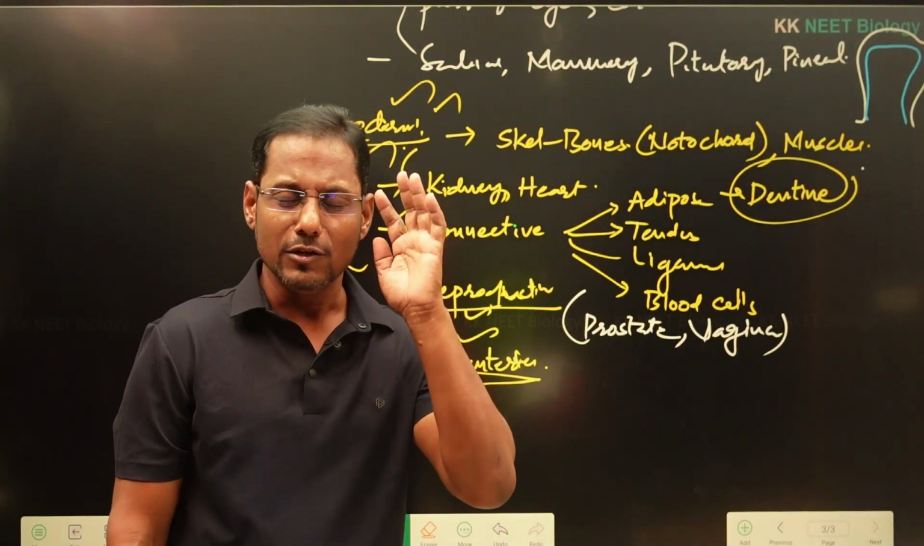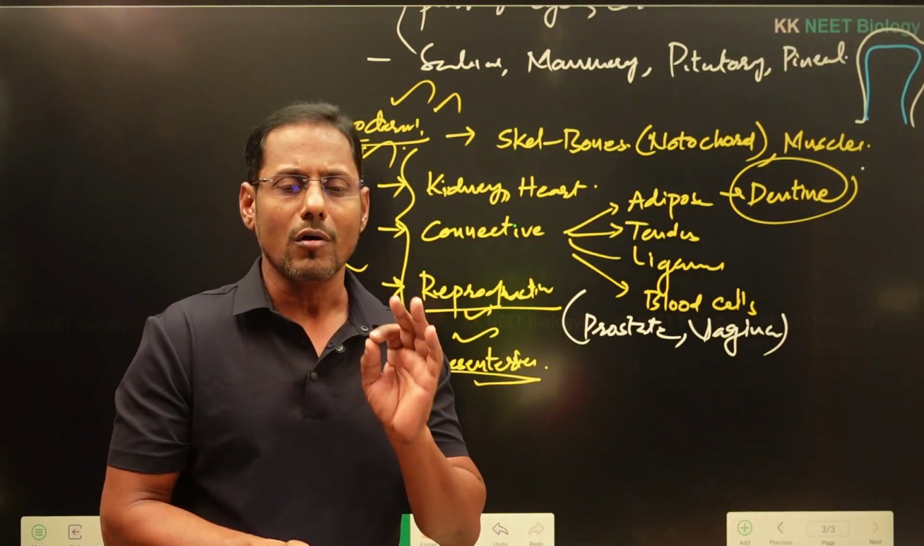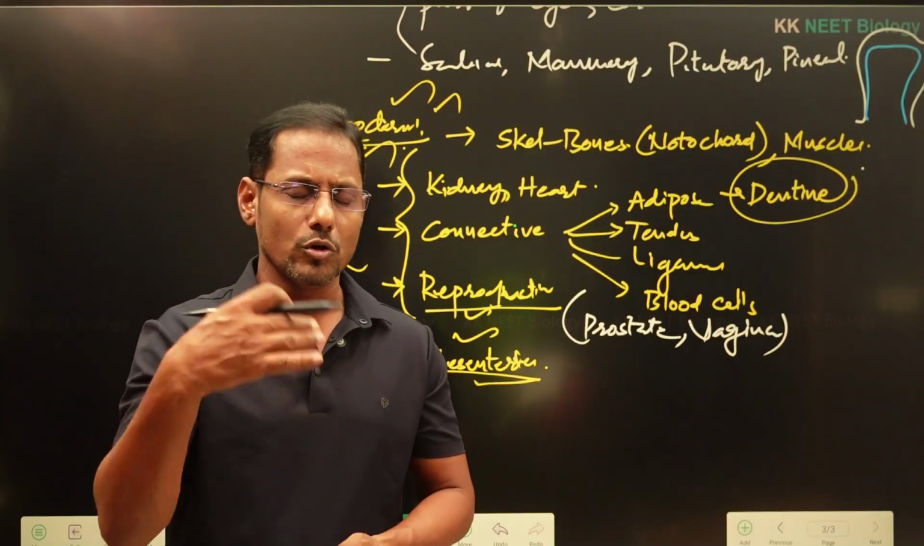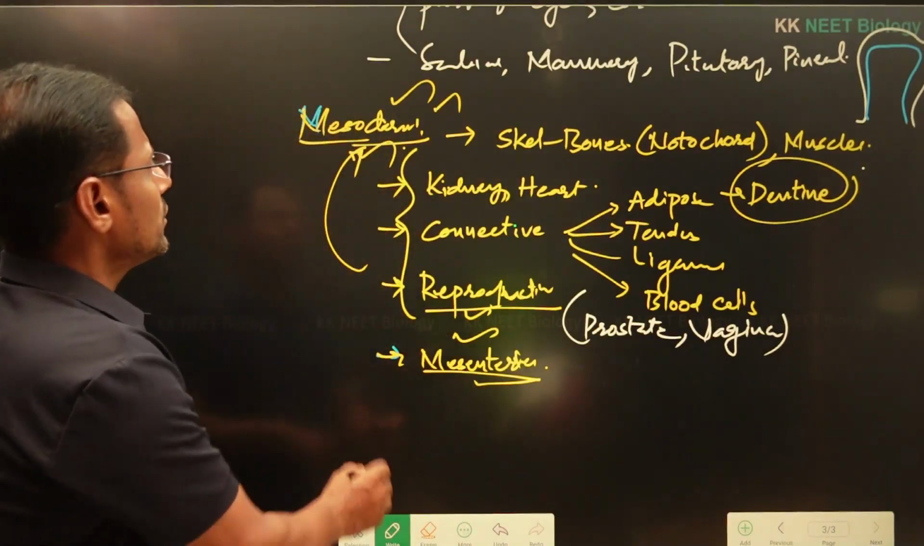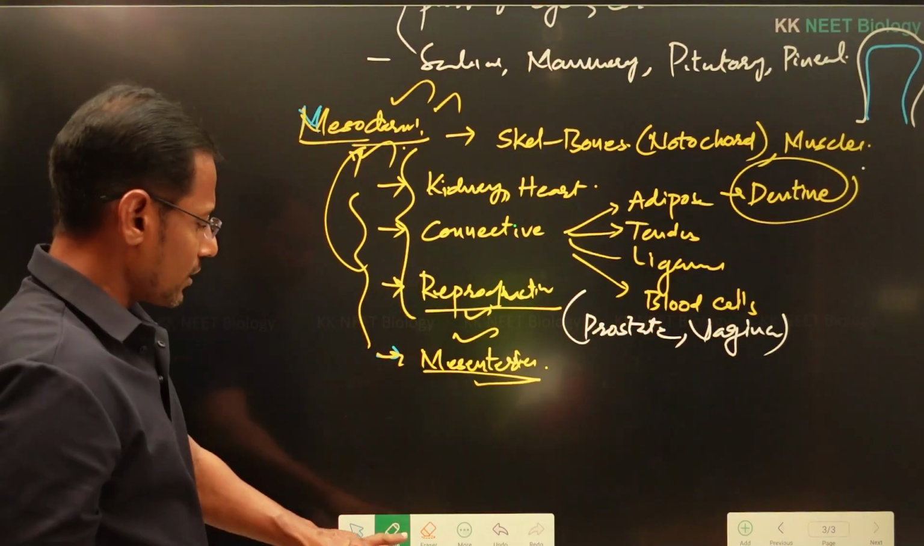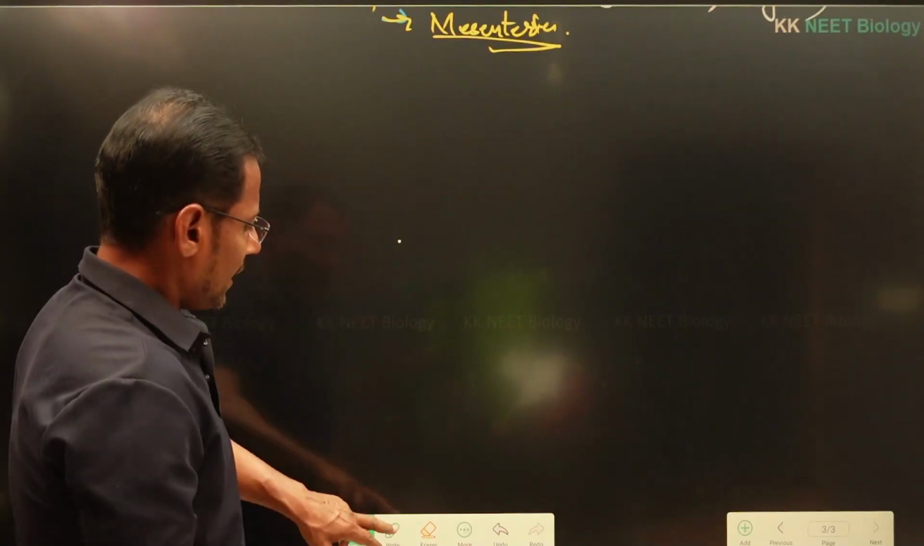Keep this in your mind, very important. These are the things we are going to confuse. If you are not reading perfectly, then we are going to be confused in the exam and lose our points, right? So these are the different derivatives and organ systems which are derived from the mesoderm. And finally we are going to see endoderm.